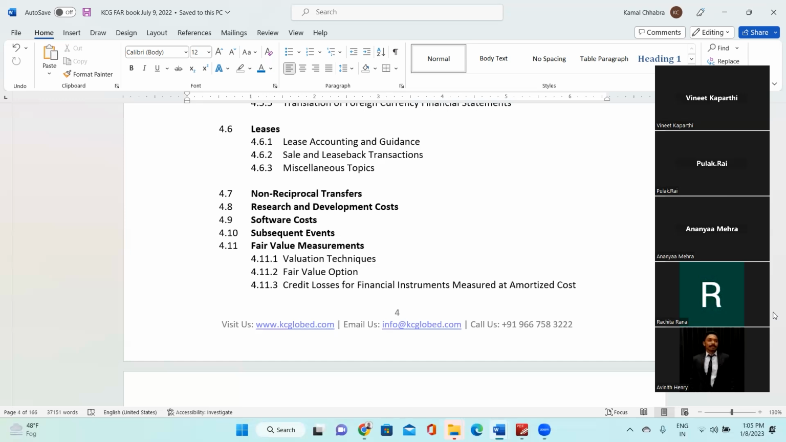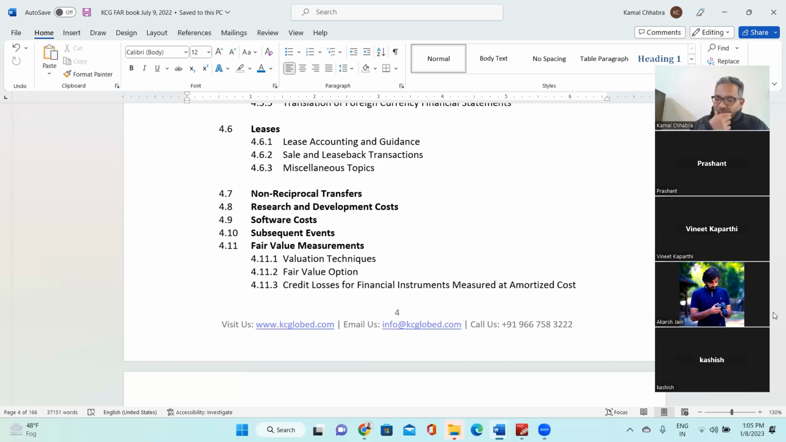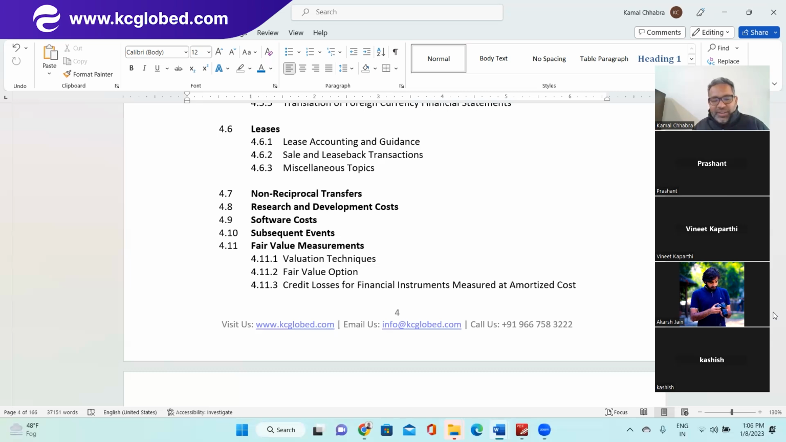It's the same thing, events occurring between the date of financial statements and the date of the auditor's report, or if the facts were discovered after the date of the auditor's report. So there are two types of events: the subsequently discovered event, which already existed on or before the balance sheet date, and the subsequently occurred event, which occurred from the close of the financial statements to the audit date. How to take care of the accounting and disclosure of such events, we will understand in the subsequent event topic. Then fair value measurement.